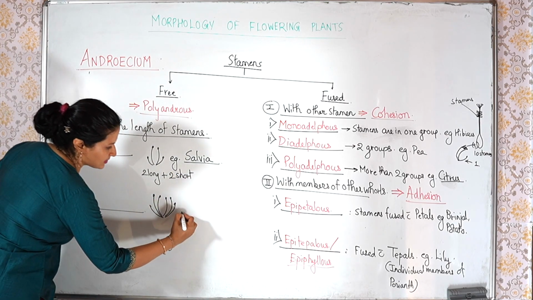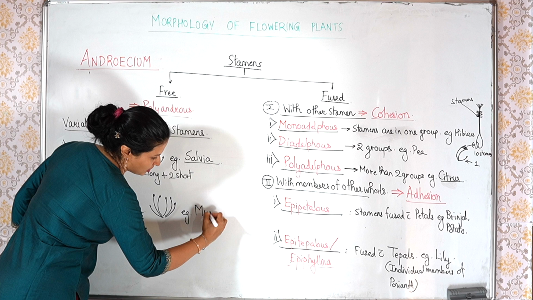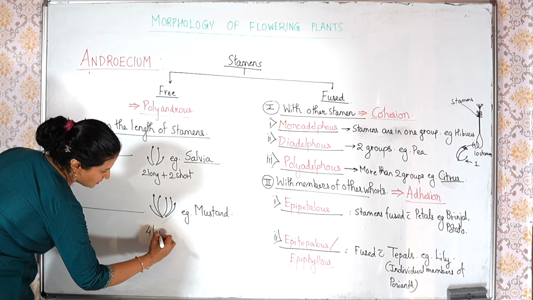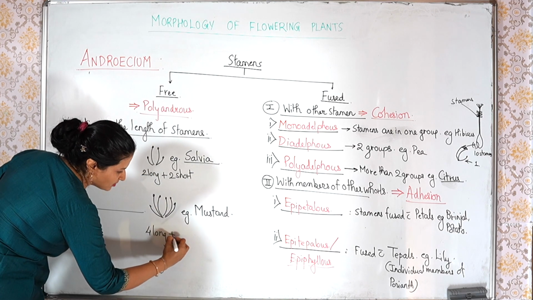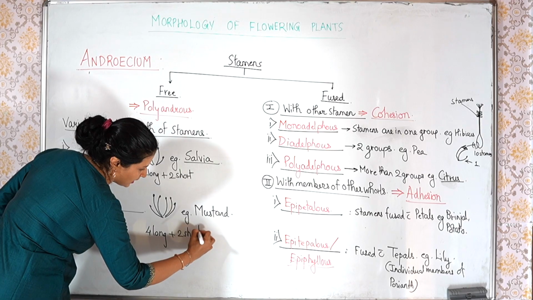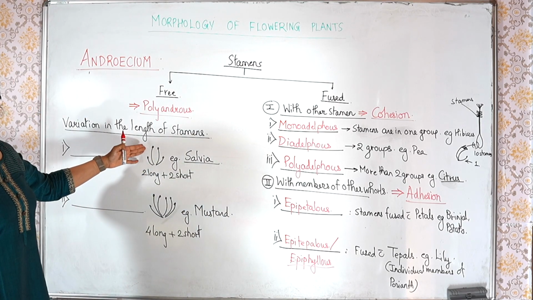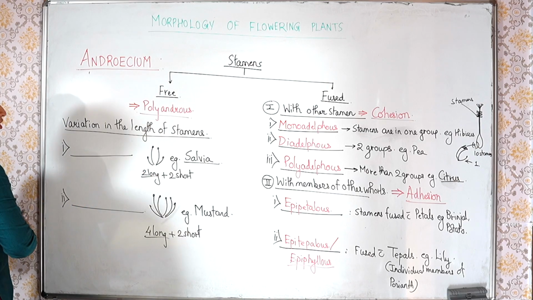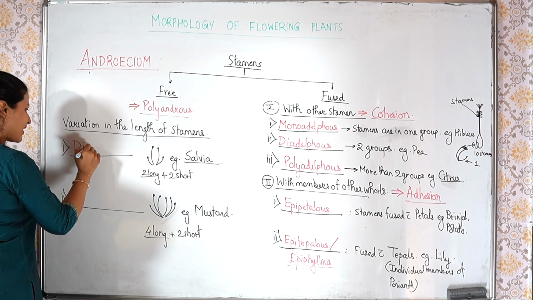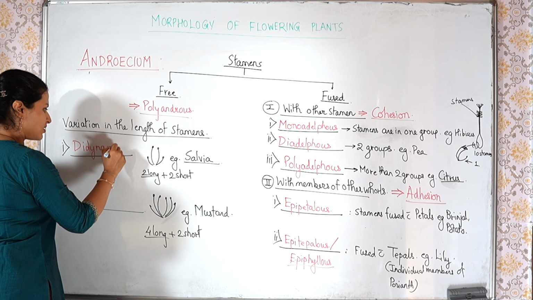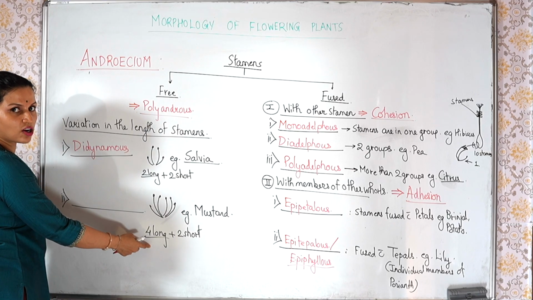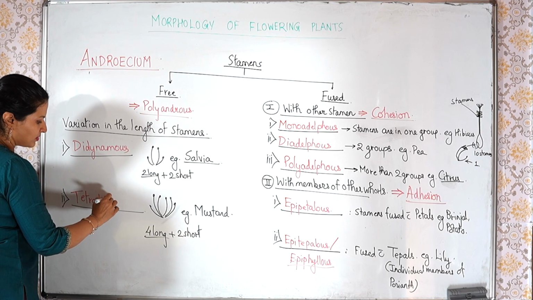And in this case, you see this in case of mustard, there are 4 long stamens, 1, 2, 3, 4, and 2 short stamens outside. And the naming for these is done according to the long stamens. Since here there are 2 long stamens, this condition is known as Didynamous condition. So the second condition will be called Tetradynamous condition.